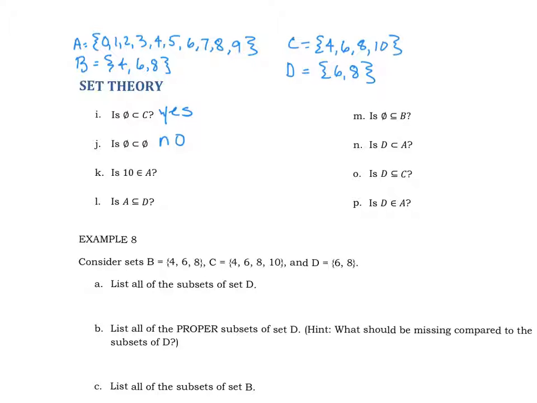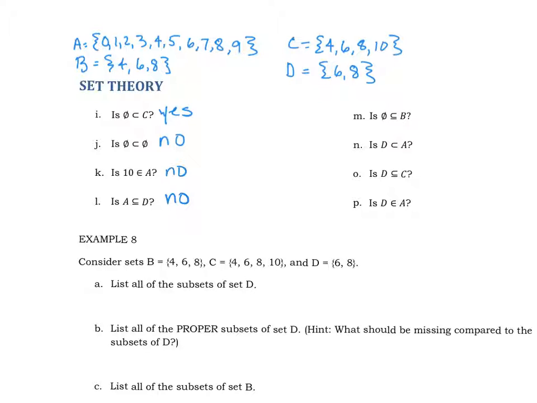Okay? All right, let's look at K. Is 10 an element of set A? No, I don't see 10 in there anywhere. Is A a subset of D? Well, that can't be, because you look at A and it has more elements than set D. Now, the other way around's true, right? But A is not a subset of D.